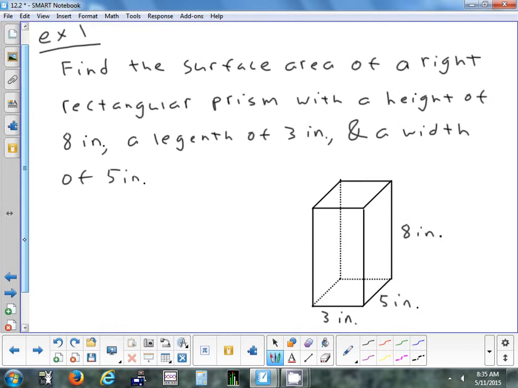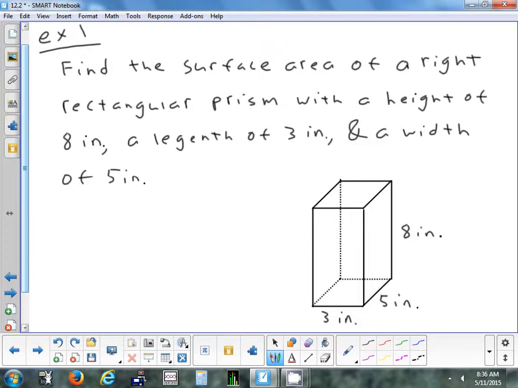All right, so let's try an example. Here we have a right rectangular prism. It says the height is 8, the length is 3, and the width is 5. Those are our dimensions. So if we want to find the surface area of this shape, we should try to break it down into sides.